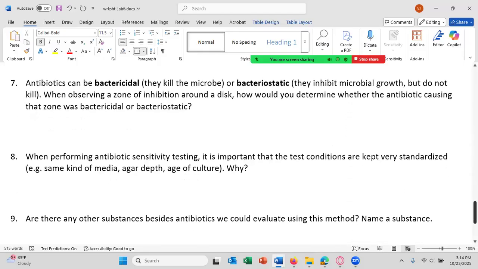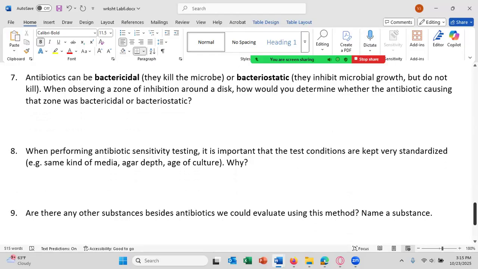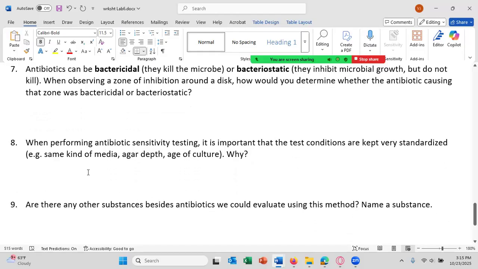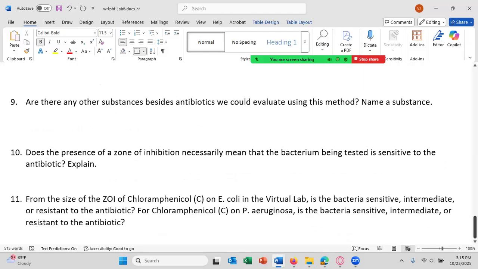8. When performing antibiotic sensitivity testing, it's important that the test conditions are kept very standardized, meaning we use the same kind of media, the same agar depth, and the same age of the culture of bacteria. Why do we do that? 9. Are there any other substances besides antibiotics we could evaluate using this method? Name a substance, meaning you must name at least one substance. You can't just say yes, you have to say yes and name the substance.